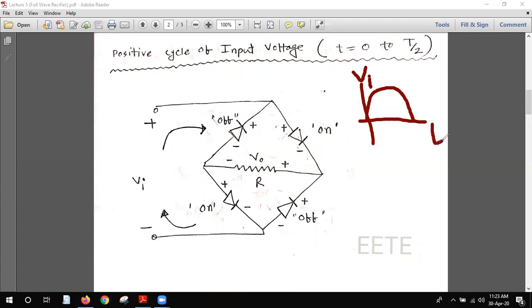This will be the positive cycle, 0 to T by 2, the half cycle. That's why the first half cycle, that's why 0 to T by 2. It is given that 0 to T by 2. This will be the input signal.